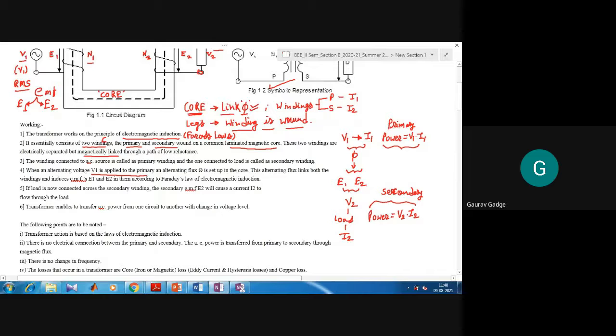Is there any problem? Is there any question related to this transformer? This explanation gives you the idea about the construction, working principle and operation of a single phase transformer. Is there any question? Okay, fine.